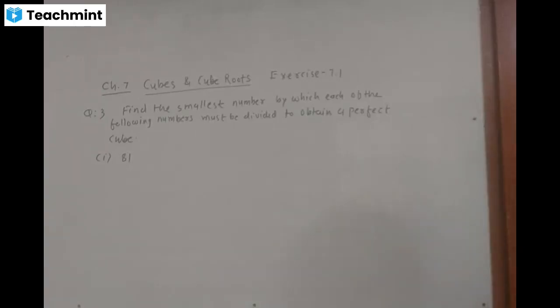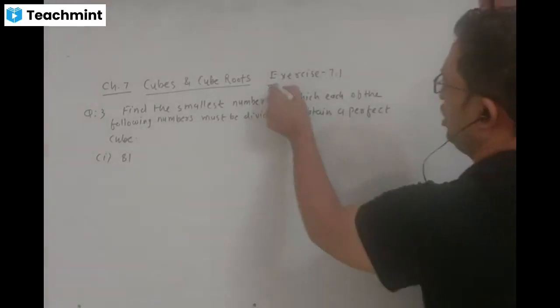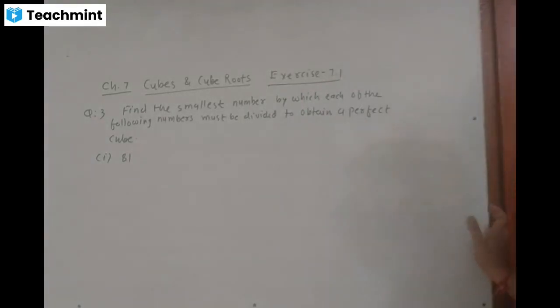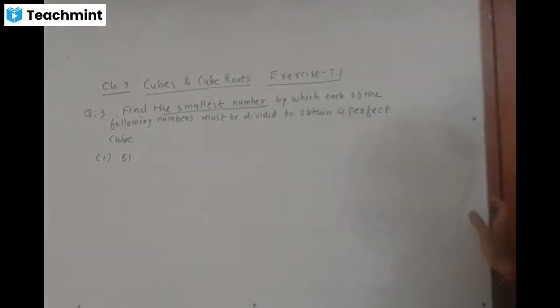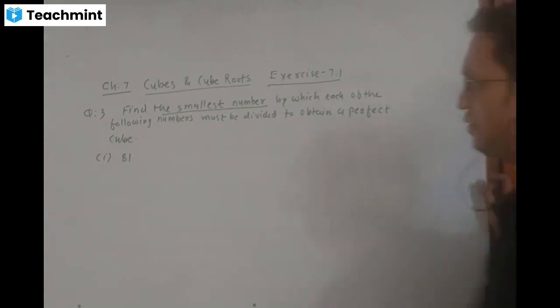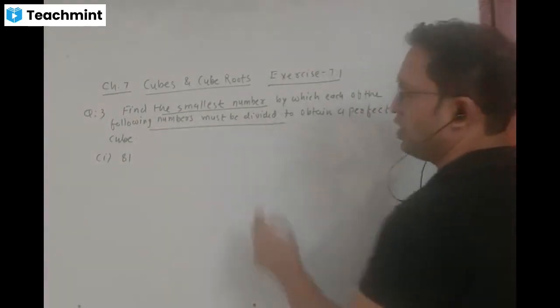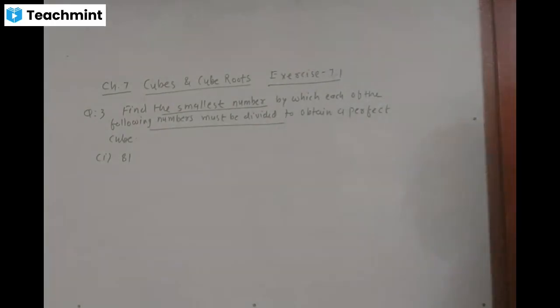Exercise 7.1, question number 3. Find the smallest number by which each of the following numbers must be divided to obtain a perfect cube.